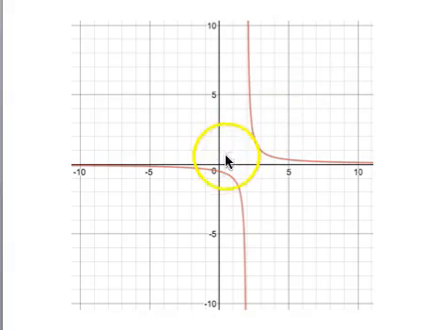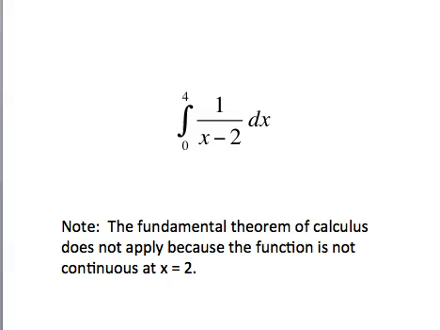Looking at the graph from 0 to 4, what's the area under the curve? Well, this part would be positive, this part would be negative. It kind of feels like they would balance each other out on some level. But we need to formalize this. This is an improper integral because, again, the function is not continuous at 2. We're integrating it from 0 to 4. So how do we answer that question?